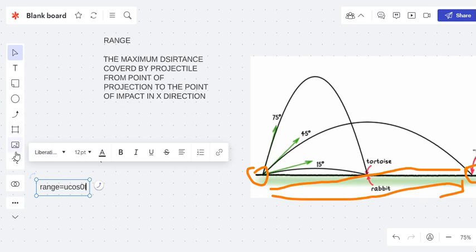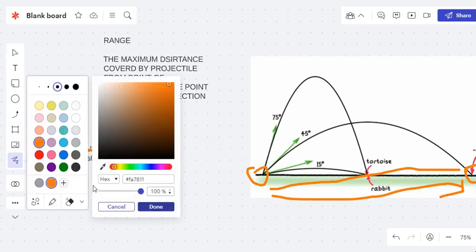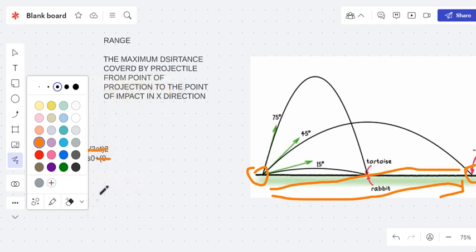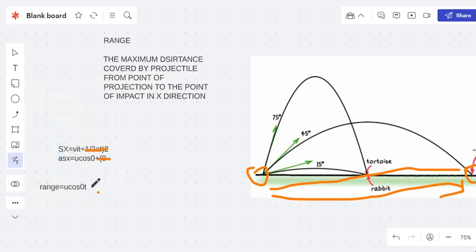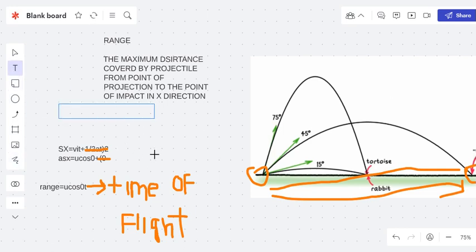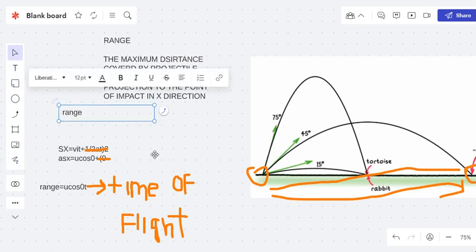Now what is t here? T here is basically time of flight. We can say that the t here means time of flight. This is time of flight. So now we can insert that formula here as well. So let's write it here. Range is equal to, I'm writing the complete formula. You can insert that by yourself.